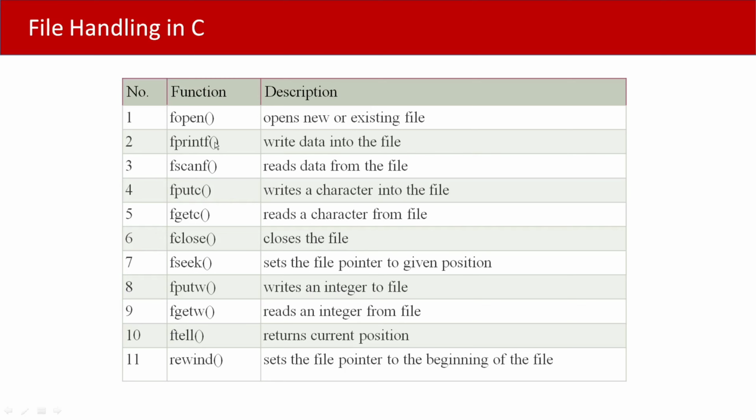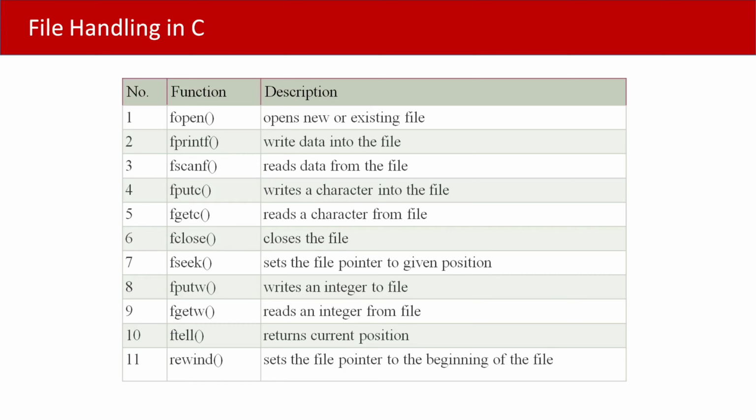So the first function is called fopen. With this function we can open a new or existing file. Now fprintf is a function. By using this function, we can write data into the file. Understand? fscanf will read data from the file to the program, and fprintf writes data into the file from the program. Right? Now fputc writes a character into the file.